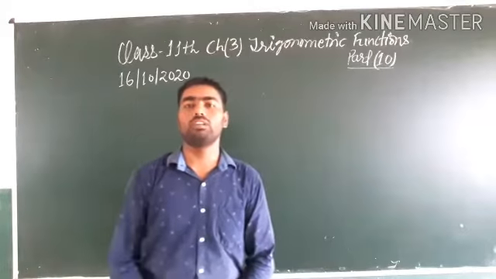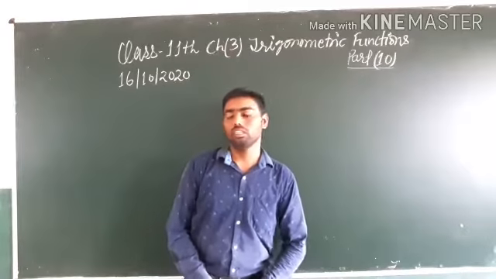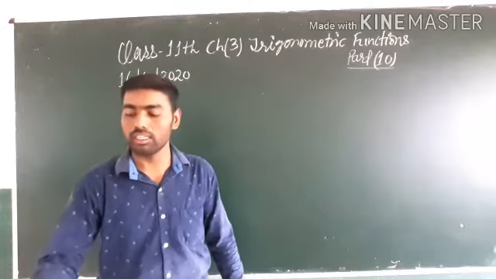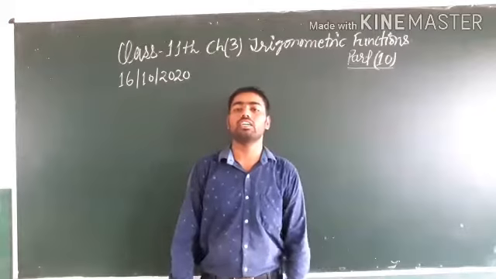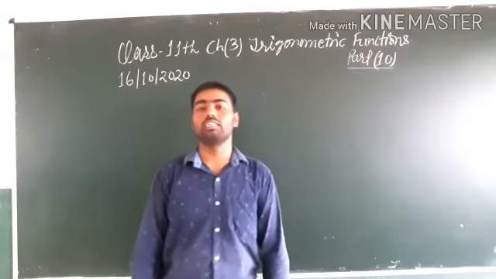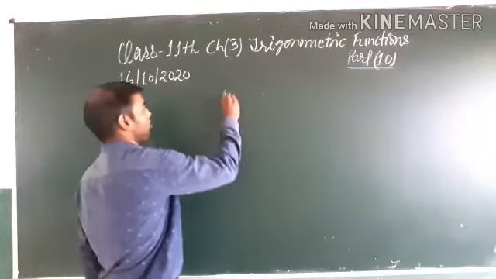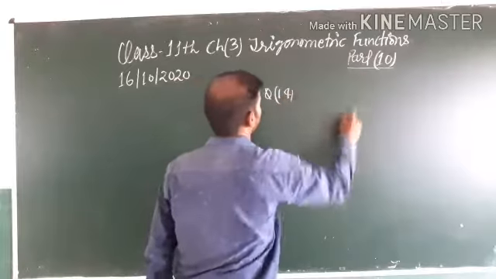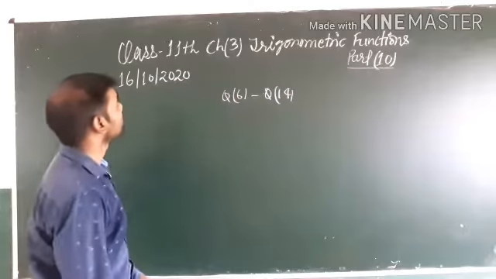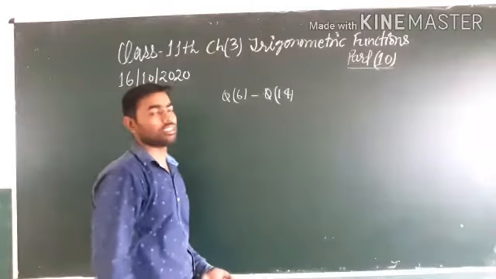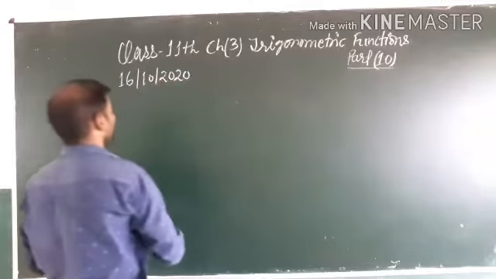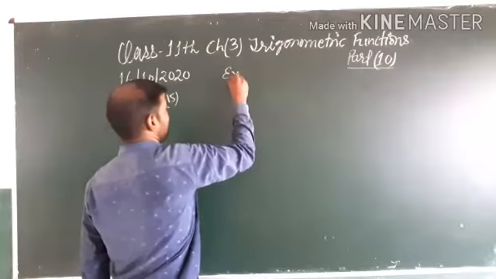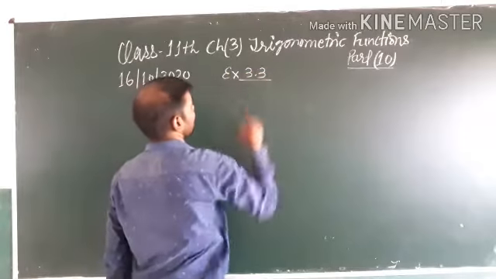Today we will solve exercise 3.3, question number 15 to question number 25. In the previous lecture we had already done question number 6 to question number 14. This is the 10th part of this chapter, Trigonometric Functions. So now we start question number 15. This is exercise 3.3.